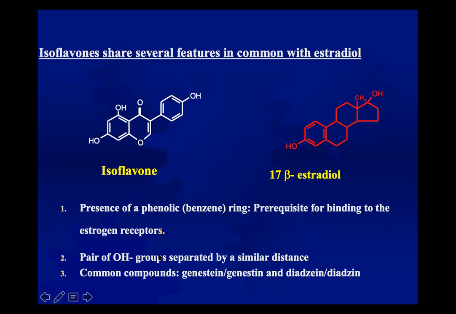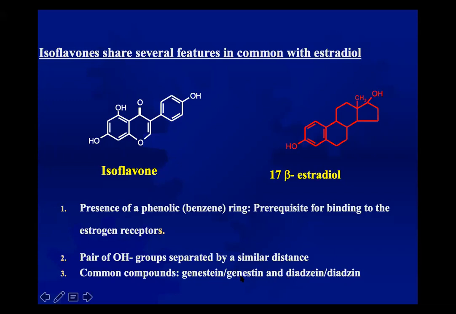They also have a pair of hydroxyl groups separated by a similar distance. Here you see this hydroxyl group and this hydroxyl group, and this hydroxyl and this hydroxyl, at a quite similar distance. Common compounds are genistein and daidzein. These are some isoflavonoids. If you are asked for examples of isoflavonoids that have estrogenic activity, they are genistein and daidzein.